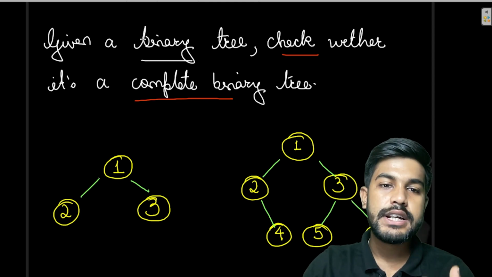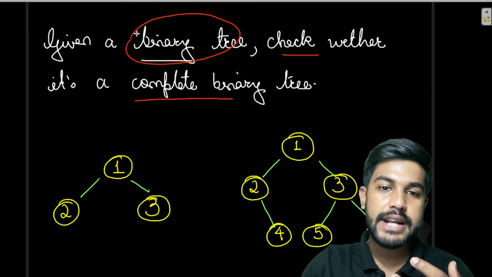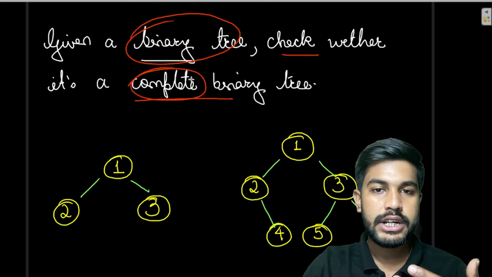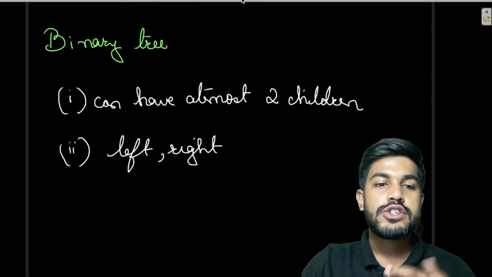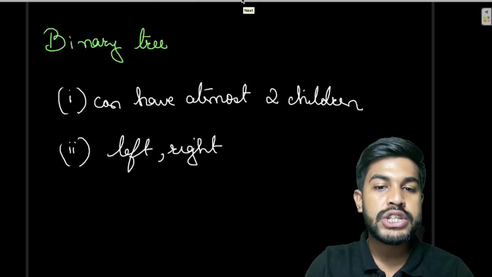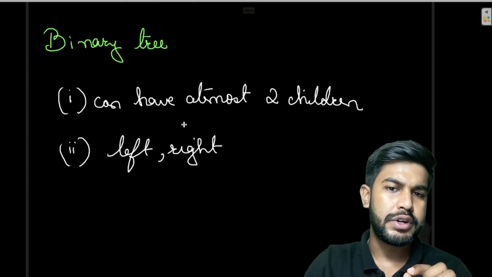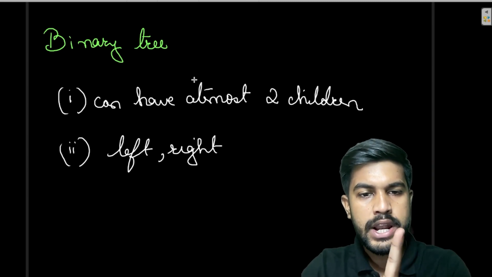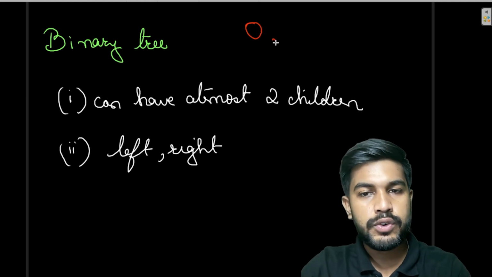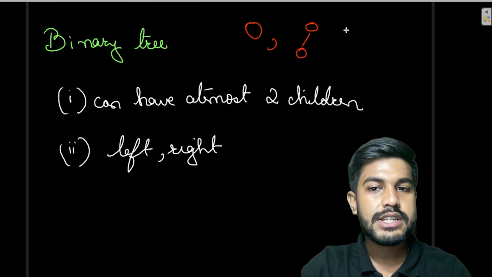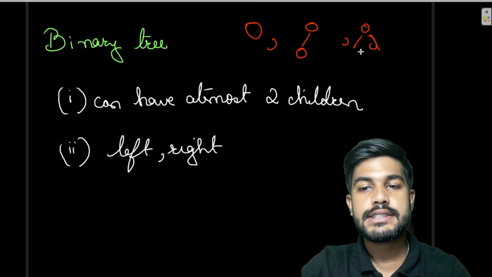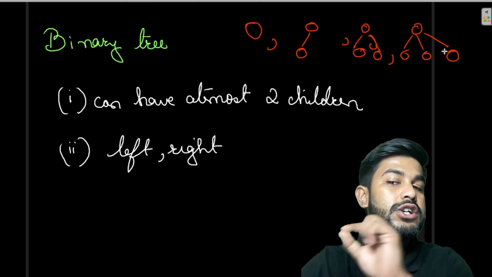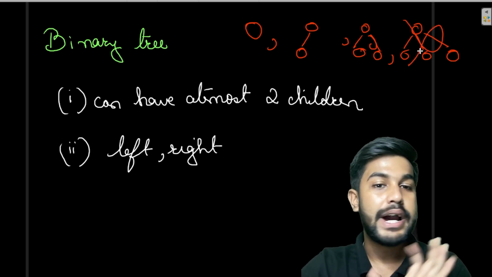What are the prerequisites? The first is, what is a binary tree? What are we given? What is the meaning of that? Then what we need to check. So let's first understand. A binary tree is a tree which can have at most two children, that is 0, 1 or 2. So either it can be a leaf node, or it can have one child like this, or two children like this. But having this kind of structure is not a part of a binary tree.